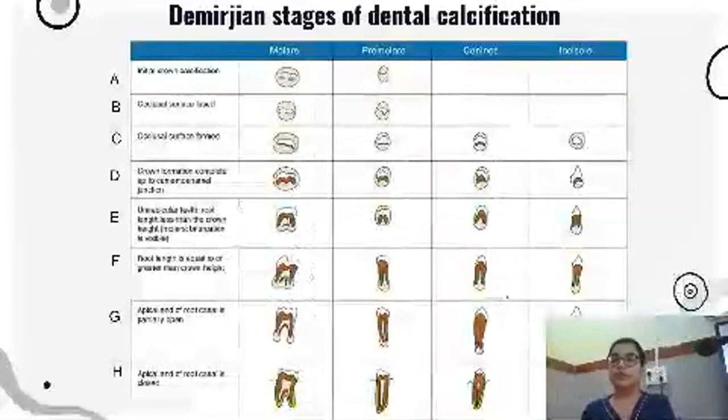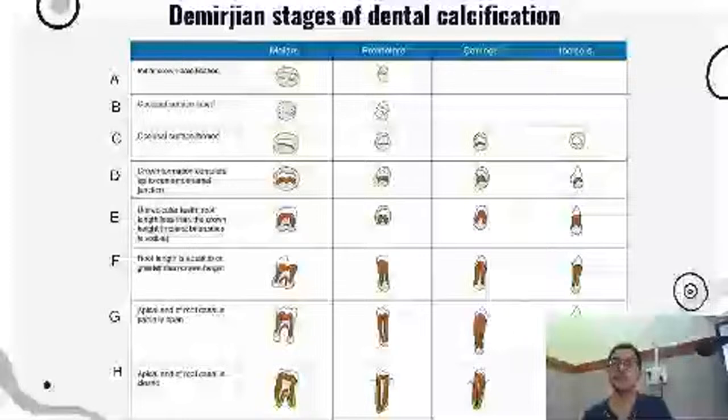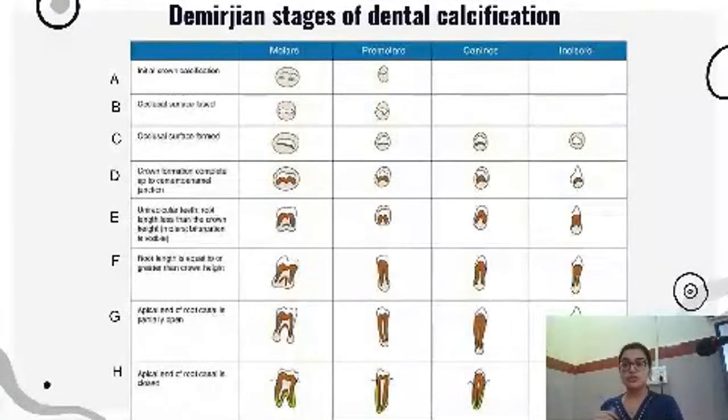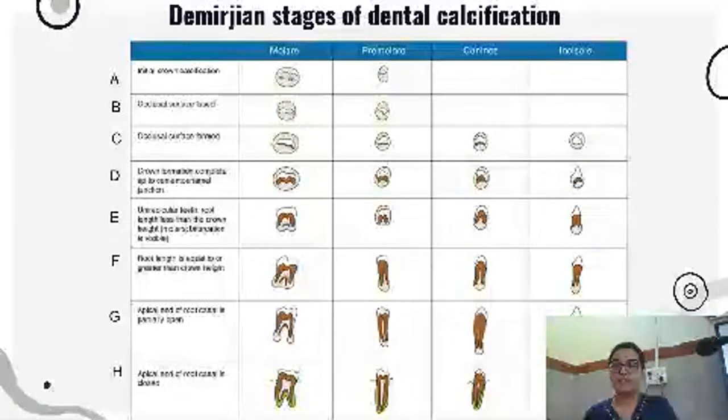Coming to Demirjian's method of dental calcification. So Demirjian developed a method for assessing dental maturity using the radiologic appearances of mandibular teeth, that is from incisor to molars, and each tooth was rated according to the developmental criteria. So 8 stages, from stage A to H, were described.